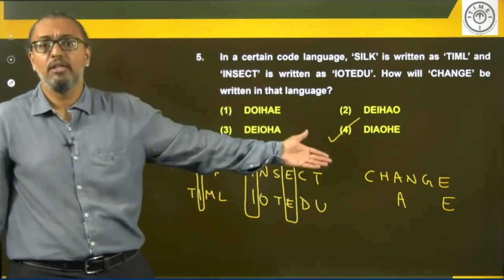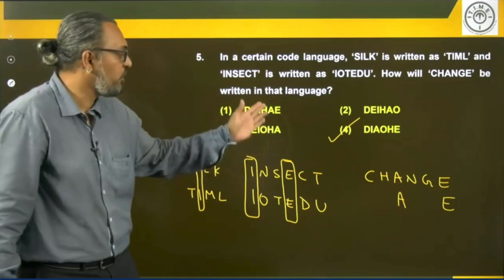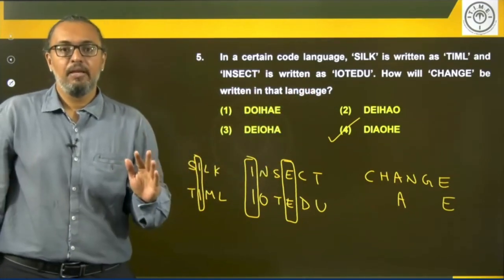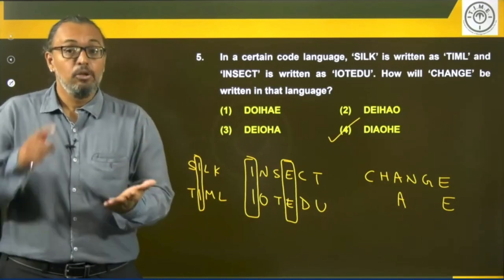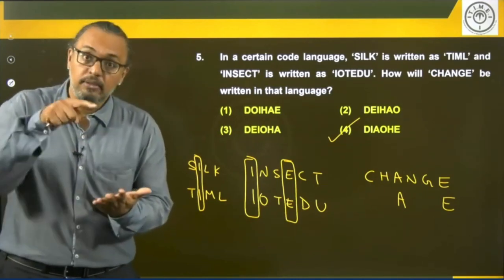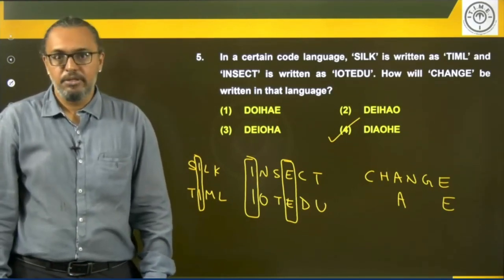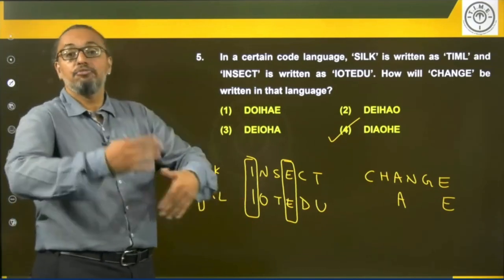If there was an option, none of these, and if there was more than one option where you had A in the third and E in the last, then yes. But otherwise, it is not needed. Know when to stop, where to stop, mark and move on. Understanding the point here?